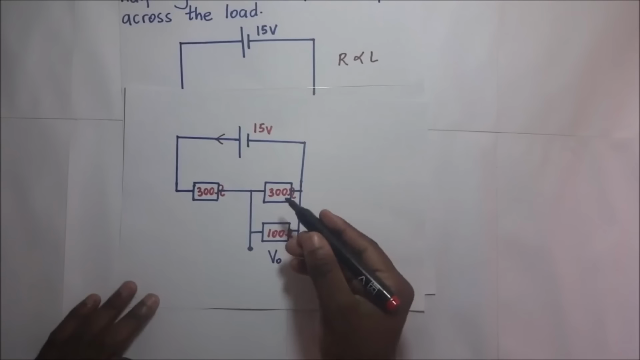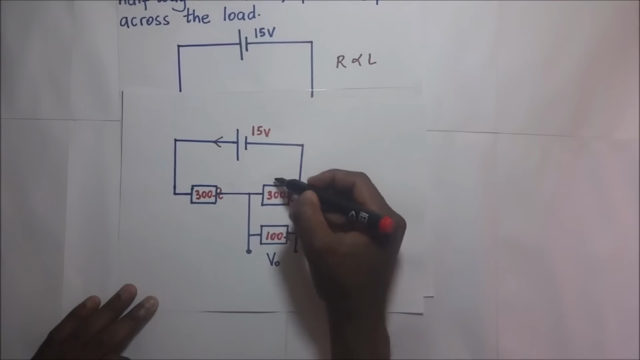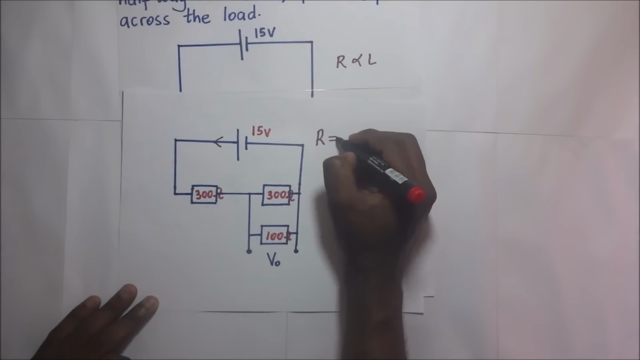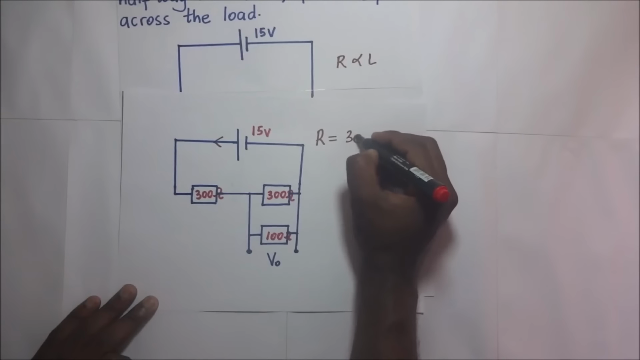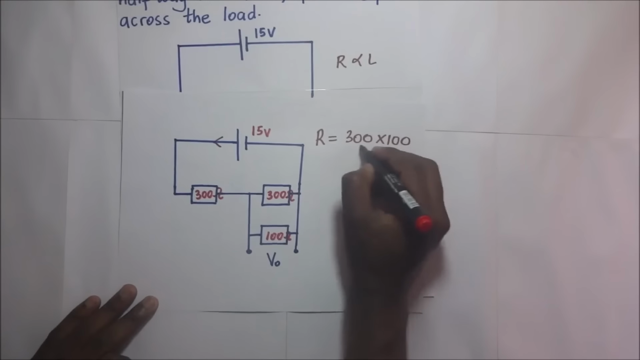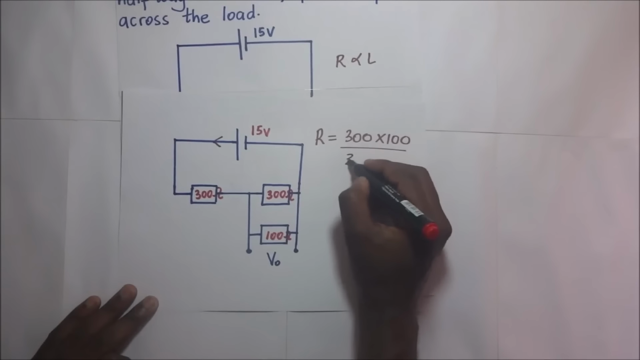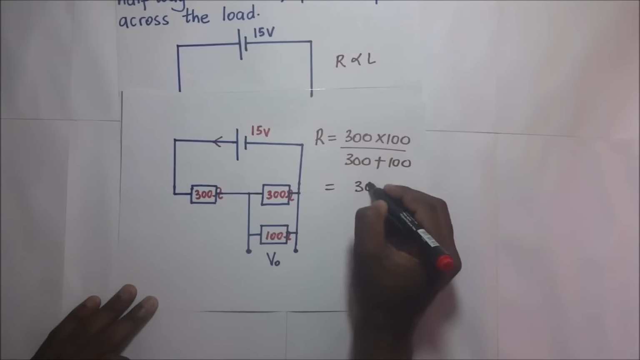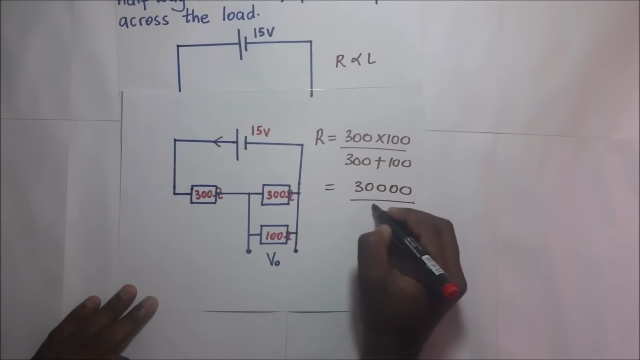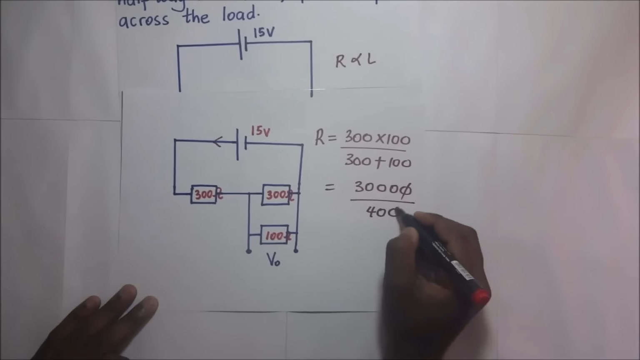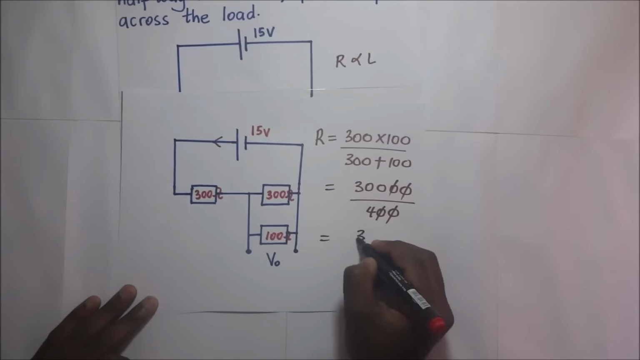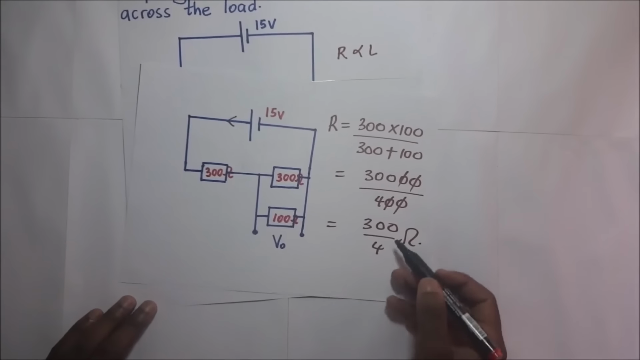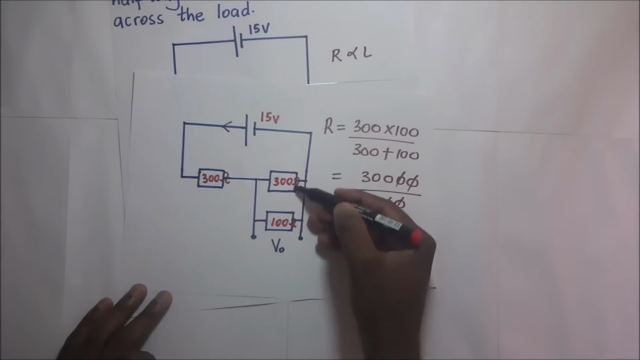Now to first find the effective resistance, let's get the effective resistance of this parallel combination. We know that the resistance of that parallel combination is going to be 300 times 100, divide that by 300 plus 100, that is, divide that by 400. So we have 300 over 4 ohms, and this is the effective resistance across that combination.